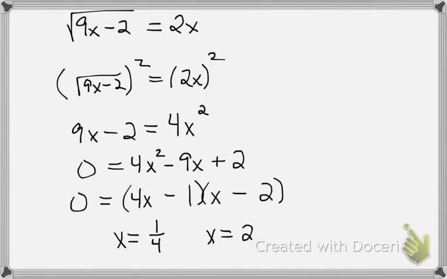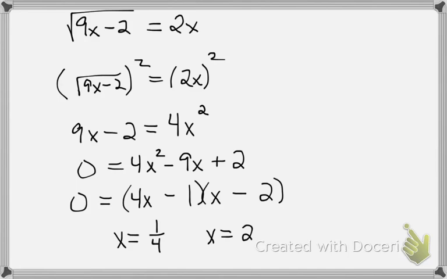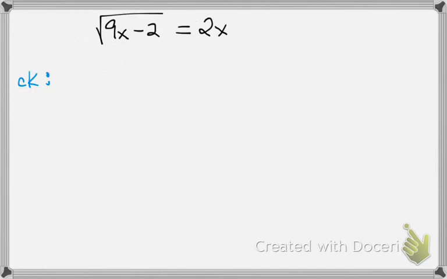So which one's the body? We have 2 potential bodies there. You go back to your original. Go all the way back to your original equation. We've got 1/4 and we've got 2. What do you want to check? 2, of course, right? So you plug 2 in for every x. That's exactly what we do.